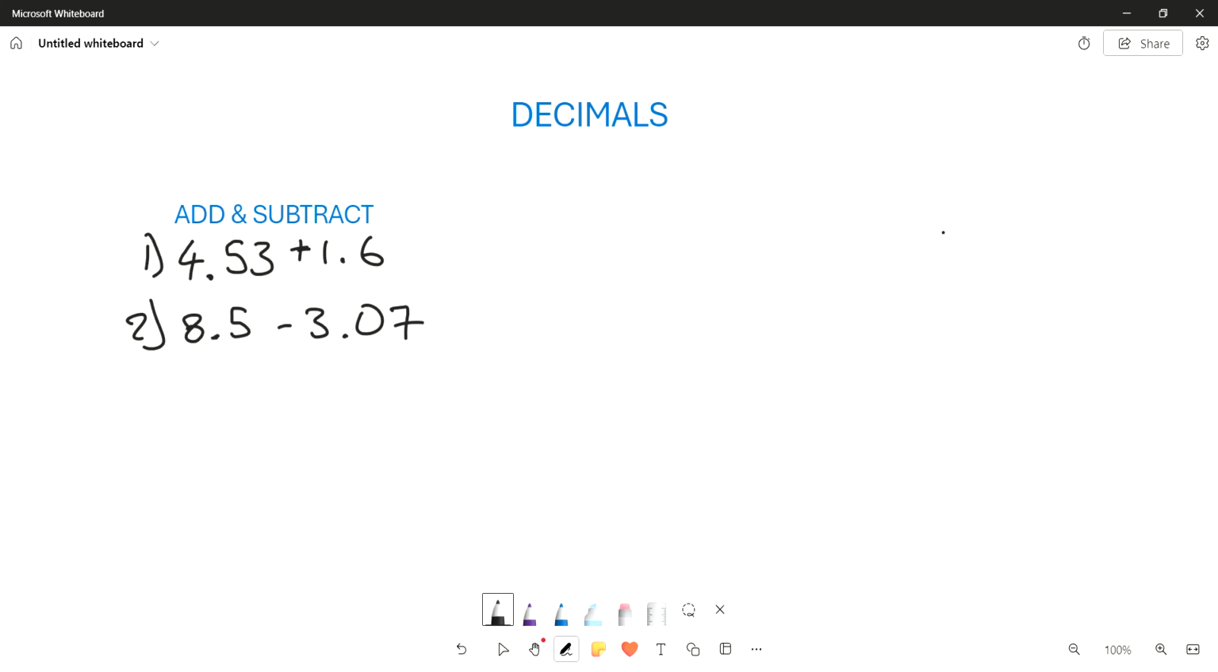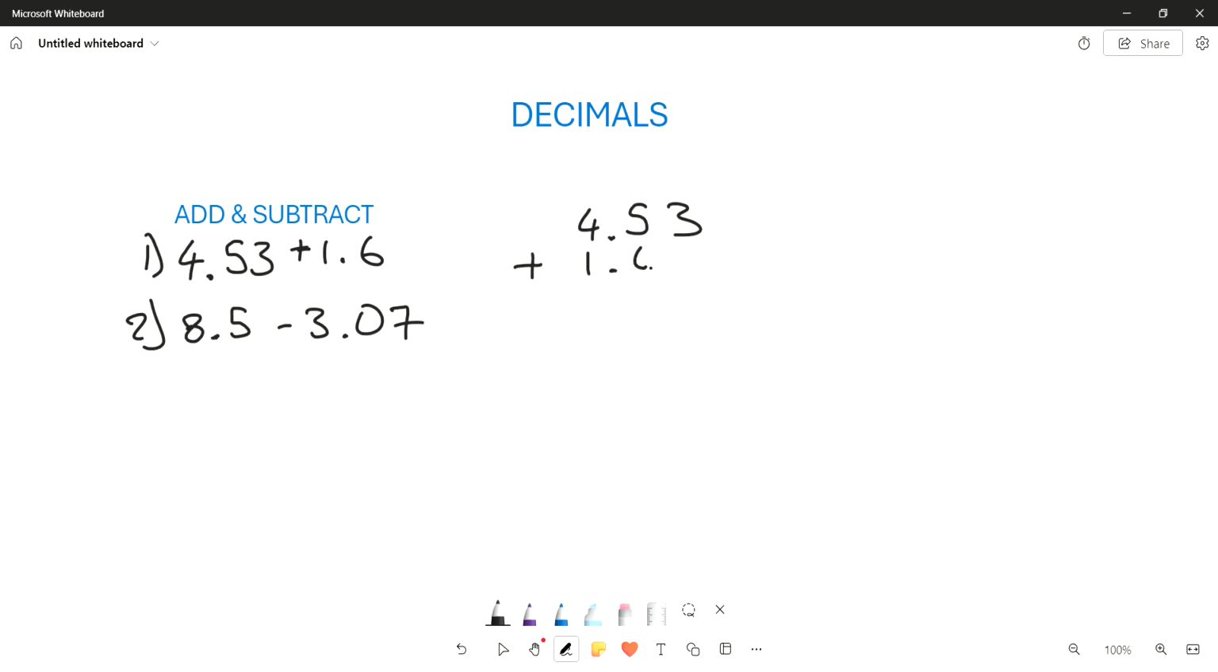Right, so decimals. In particular, how to add and subtract decimals. Now, when we're adding and subtracting decimal numbers, the key thing to remember is to make sure that the decimal points are aligned. So if we have a look at question 1, we're going to use column addition.